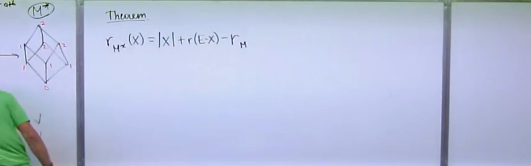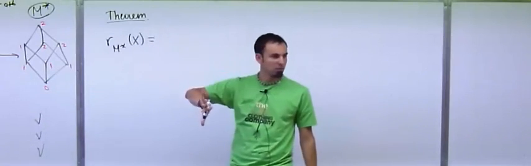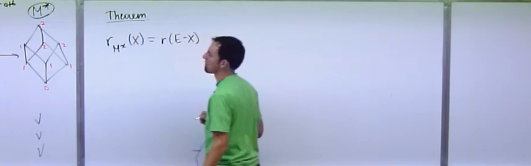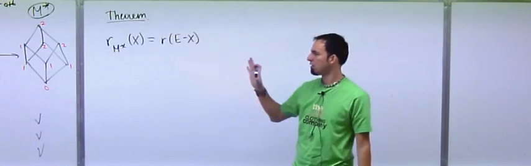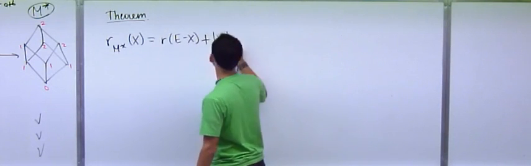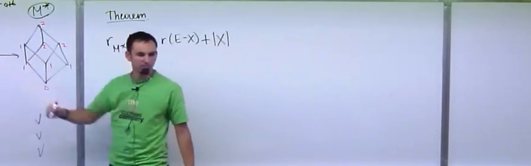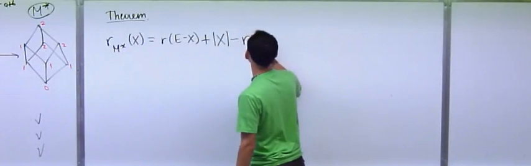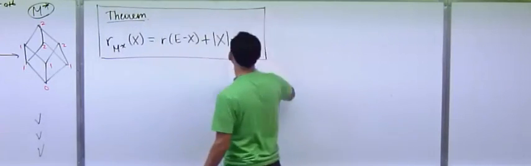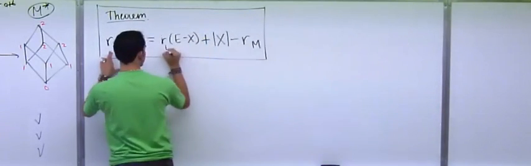So let me rearrange this so it looks more like what we did. The first thing that I did is that I flipped. So instead of having x, I have E minus x. So the first thing I did was the rank of E minus x. The second thing that I did is that I added the size of x on each row. And the third thing that I did is I subtracted 1, and 1 is the rank of the matroid. And so this is the rank of the dual matroid in terms of the rank of the matroid.